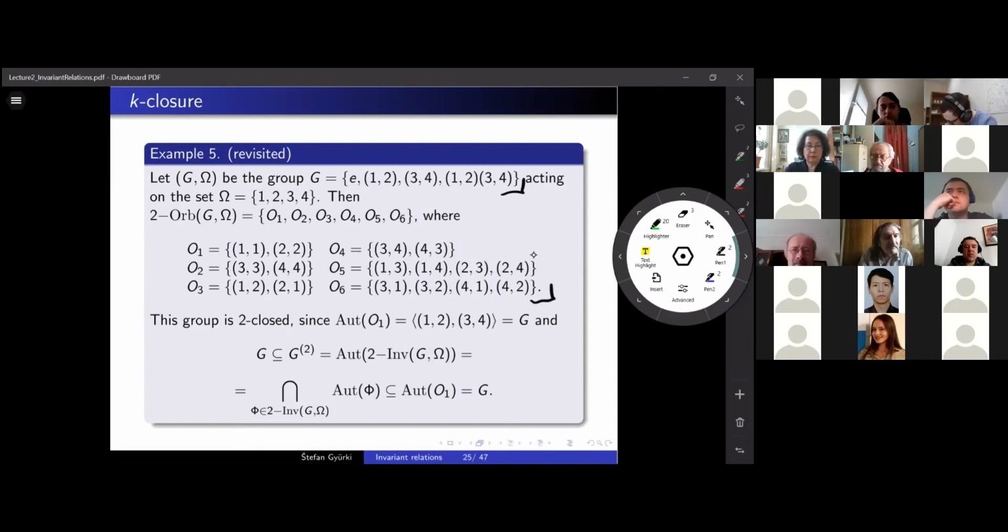The two-closure of this group should be the set of automorphisms which preserves all the relations O1, O2, O3, and so on. From the automorphisms of the two-orbit O1, it is clear that O1 will be preserved when 1 is mapped to 2 or 1 is mapped to 1, and also 2 to 1 or 2 to 2. So this tells us that if I am interchanging 1 with 2 or just preserving 1 and 2, then I can do anything with elements 3 and 4 and the two-orbit O1 will be preserved.